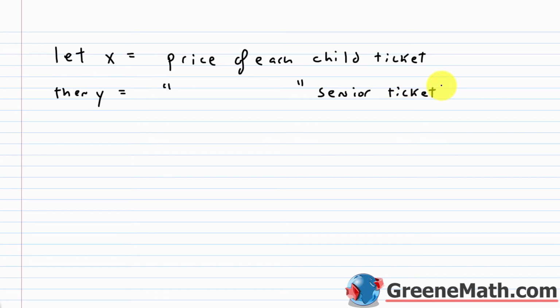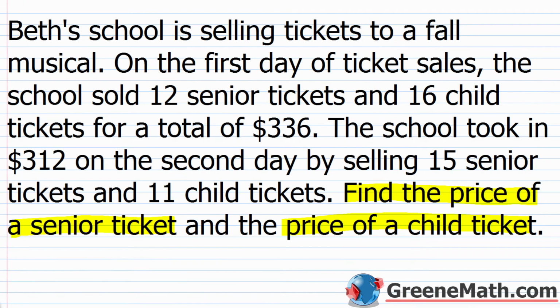All right, so now we want to go ahead and write a system of equations. So let's go back through our little problem. We're going to read and gather some information that we can use to set up a system. With these problems, they're going to give you information to build your system. With this one, it tells you about ticket sales. On the first day of ticket sales, the school sold 12 senior tickets and 16 child tickets for a total of $336.